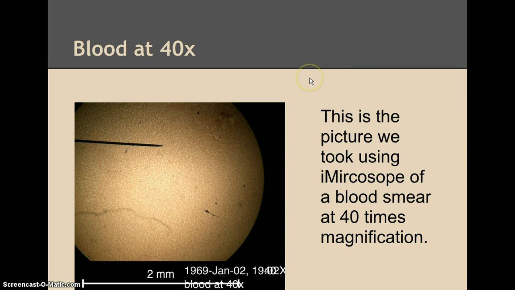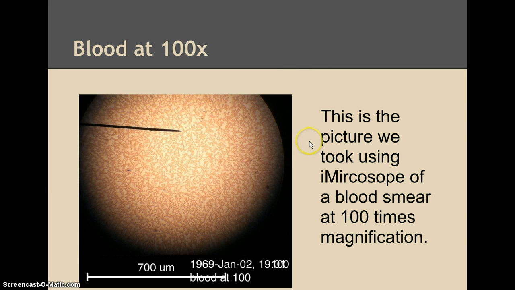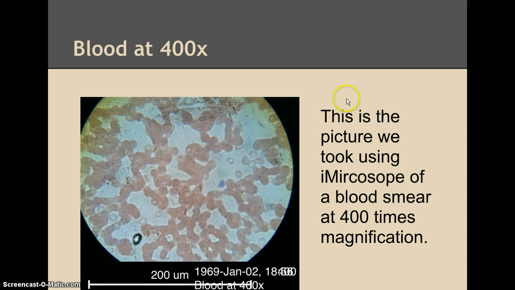So here we looked at a human blood smear, which of course contains eukaryotic cells. Here's the blood smear at 40 times magnification. This is the same blood smear at 100 times magnification. As you can see, the image is clear, but it's still very hard to see individual cells. So then we move to 400 times, and you can see here that the individual cells are much clearer.